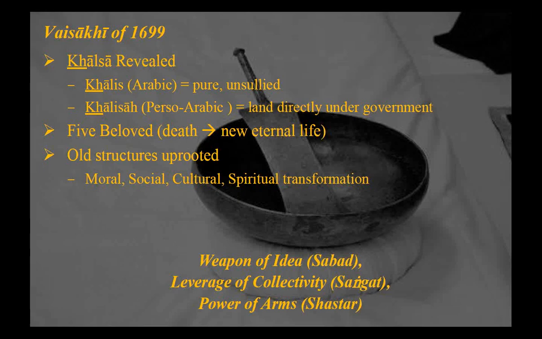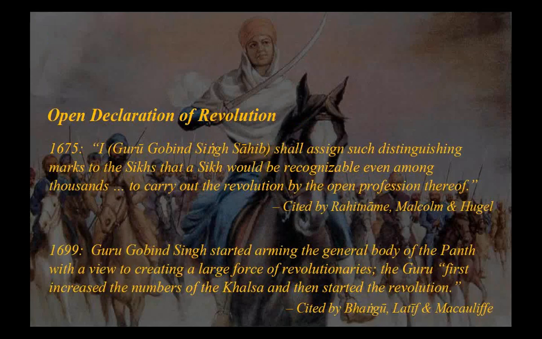So, speaking of academics or historians that try and present what really was happening during the time of Vaisakhi 1699. In 1675, you can find it in Malcolm, you can find it in multiple Rehatnamas, John Malcolm and Hugel. These are European writers of the 18th century or 17th century. I, Guru Gobind Singh, shall assign such distinguishing marks to the Sikhs that a Sikh would be recognizable even among thousands, to carry out the revolution by the open profession thereof.